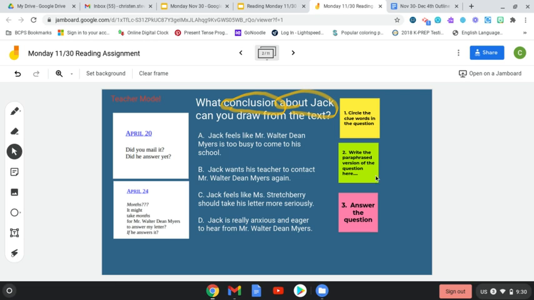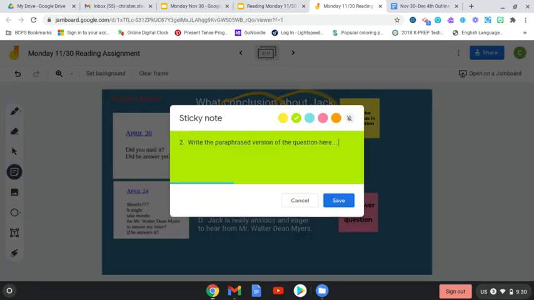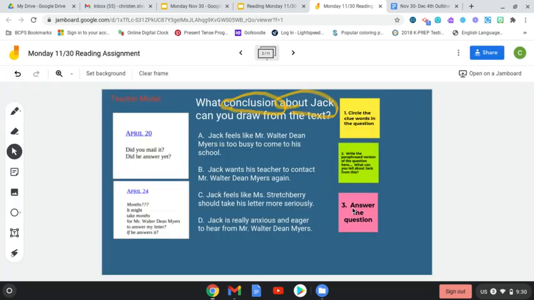So I'm going to type my paraphrase question. What can you tell about Jack from this? Because to me, that's the same thing as drawing a conclusion or making an inference. It's what can you tell me about Jack from what we're going to read? So that's me paraphrasing the question, putting it in my own words in a more simple way. And then answer the question. Well, before I do that, I need to read, don't I?